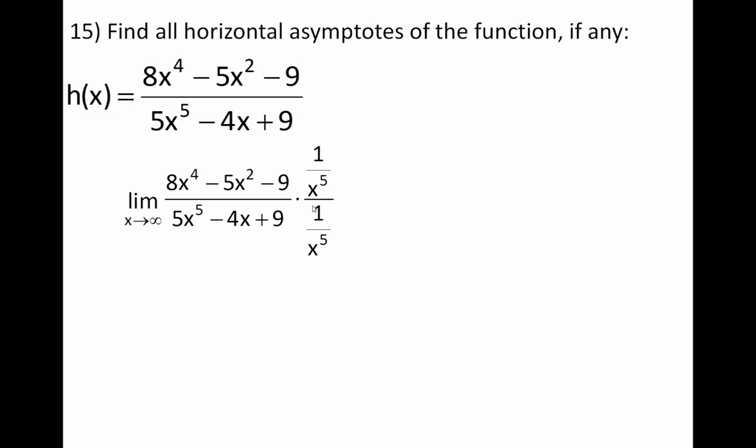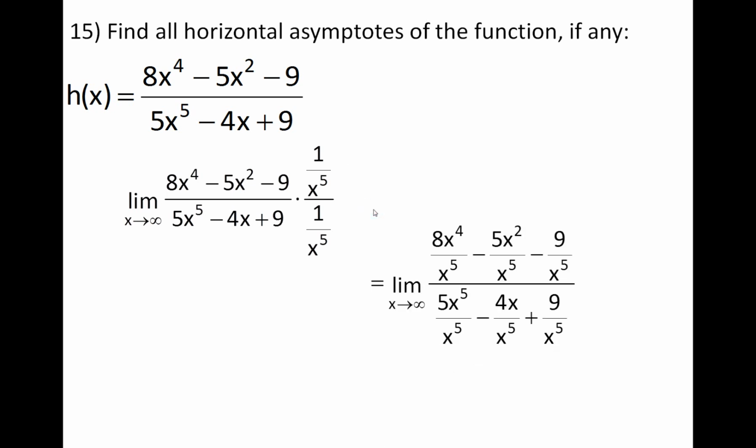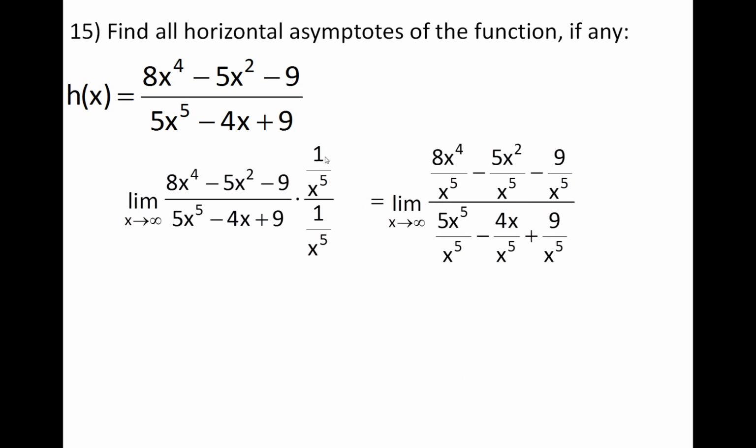So if we divide the top and bottom by the largest power of x that appears, then we'll algebraically see that this limit will settle down to a particular value. So when we do this algebraically, we have to distribute the 1 over x to the 5 to each of the terms in the numerator and denominator, and we get this result.